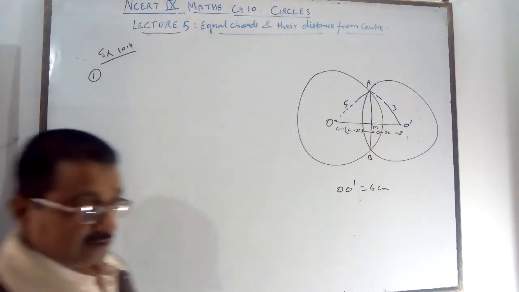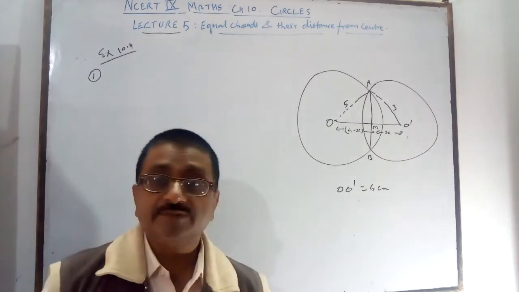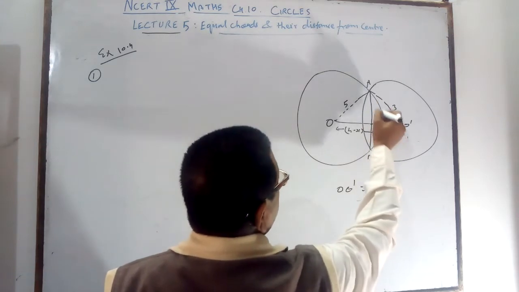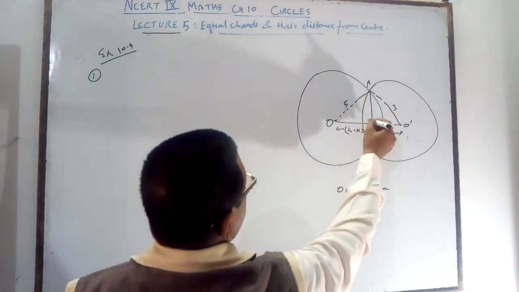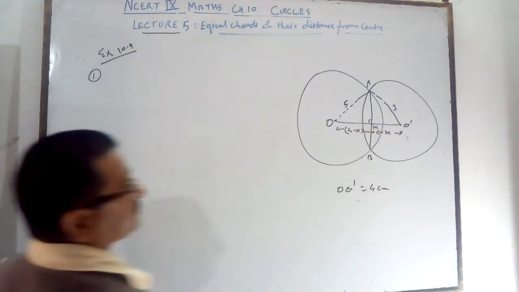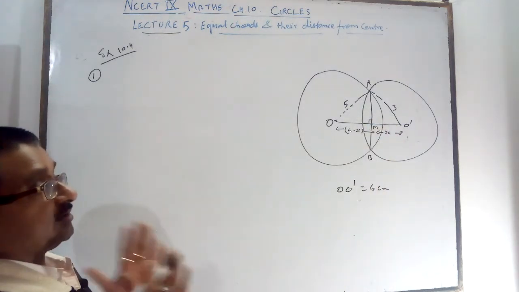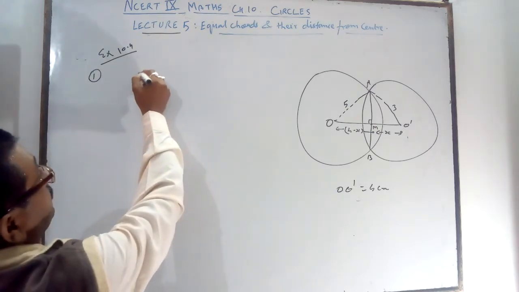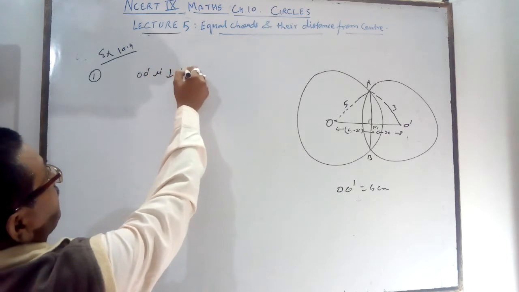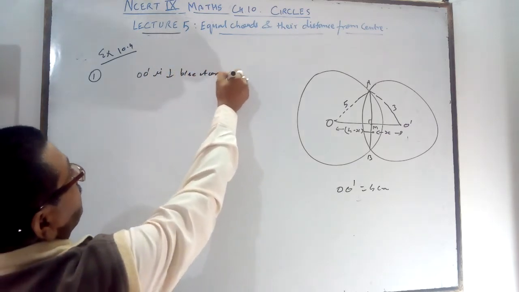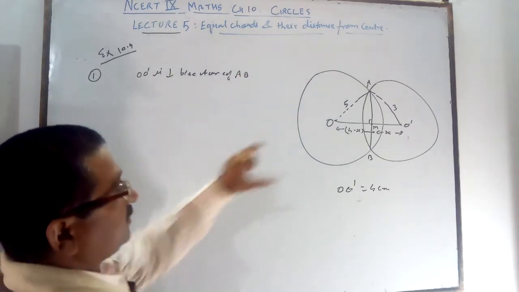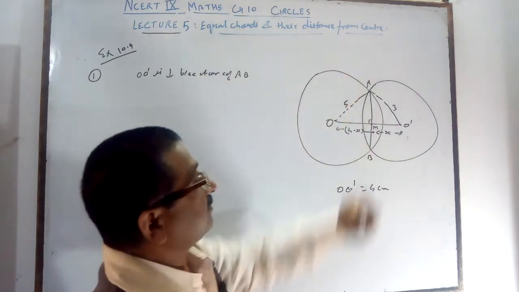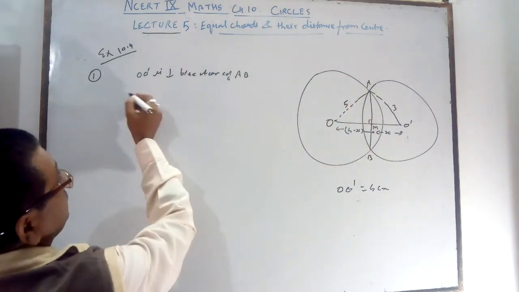The line joining the centers is the perpendicular bisector of the common chord. That we know. In the example we have proved it. So the line OO dash is the perpendicular bisector of AB. It is a theorem: the line joining the centers of two intersecting circles is the perpendicular bisector of the common chord.